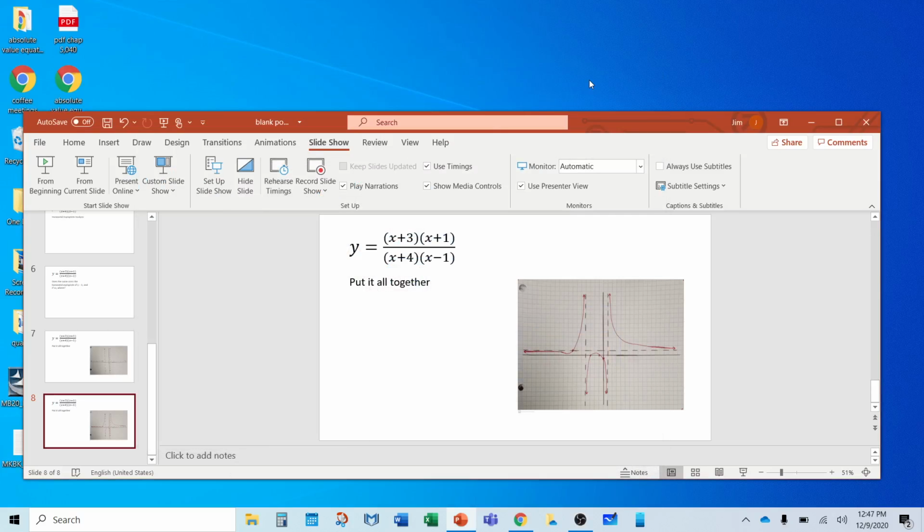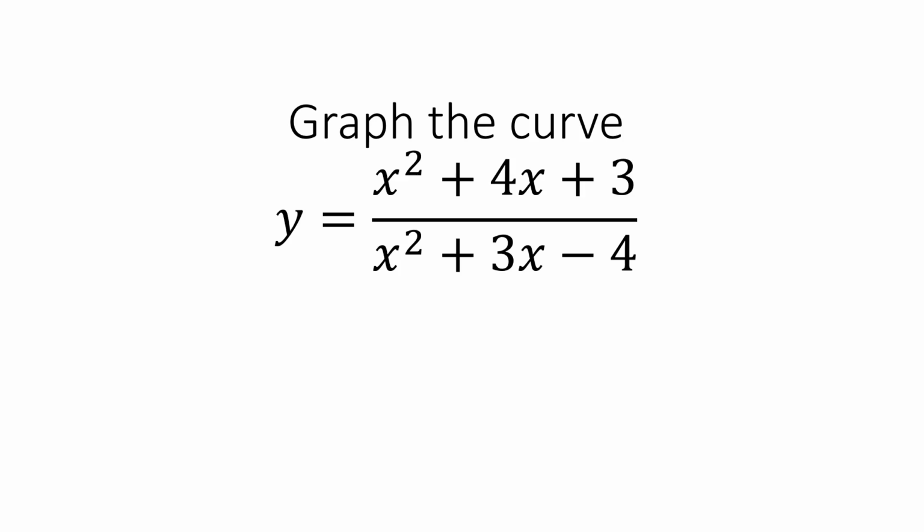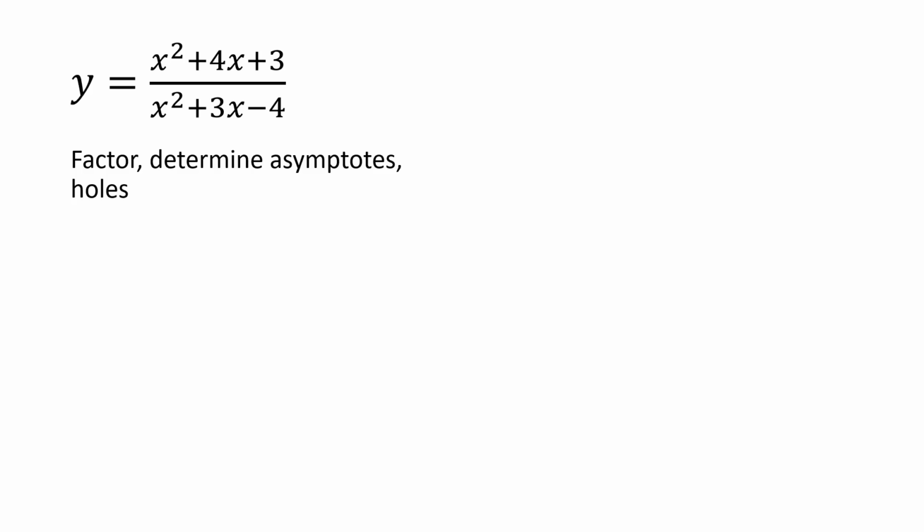In this video, we're going to graph a rational function that has a quadratic in the denominator and none of the linear factors cancel out, so we don't get any holes. So we start by factoring numerator and denominator. We get (x + 3)(x + 1) over (x + 4)(x - 1).